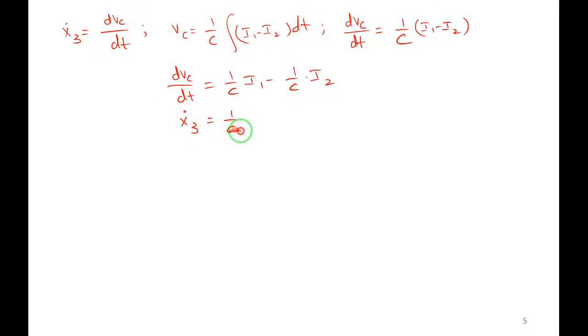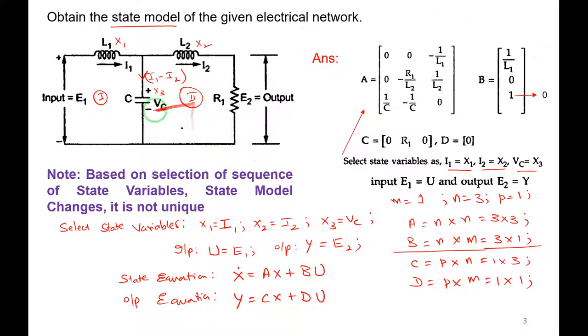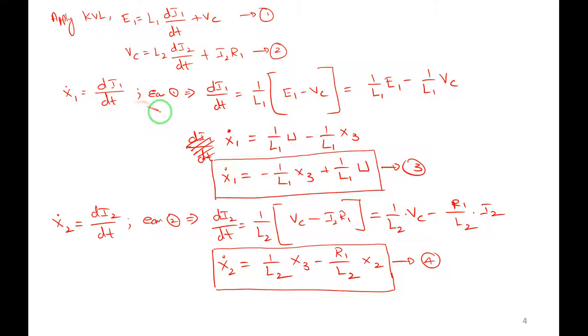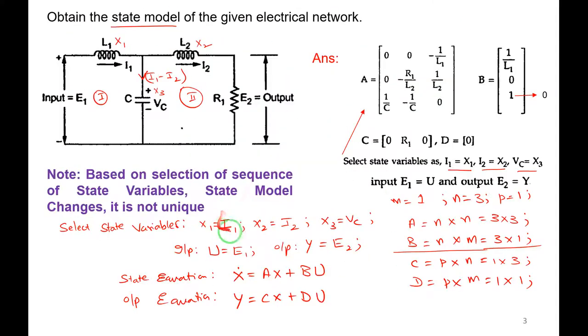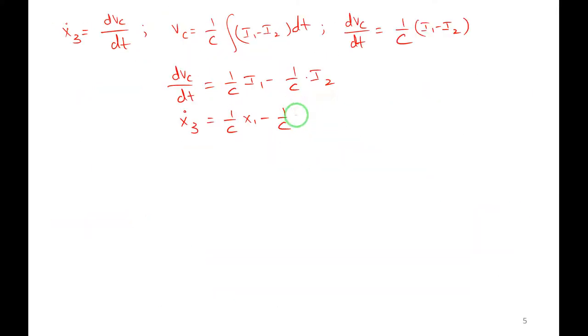So 1 by C, whether it is 1 by C or 1 by C1, 1 by C only. We should be careful with notations. It is L1, L2. Here it is simply C. It is not C1. So 1 by C. What is I1? I1 is x1. So x1 minus 1 by C, what is I2? I2 is x2. So call this as equation 5. 3, 4, 5. Next, put it in the box.